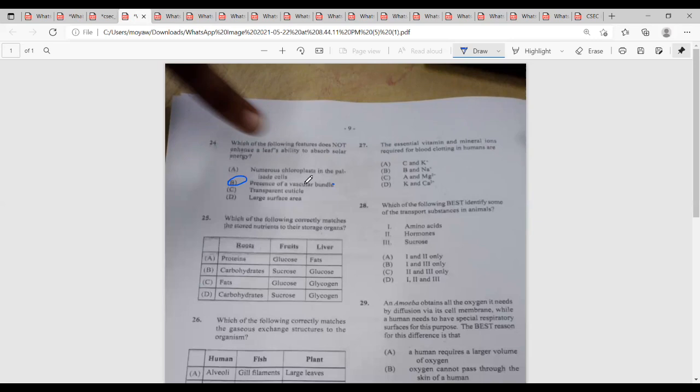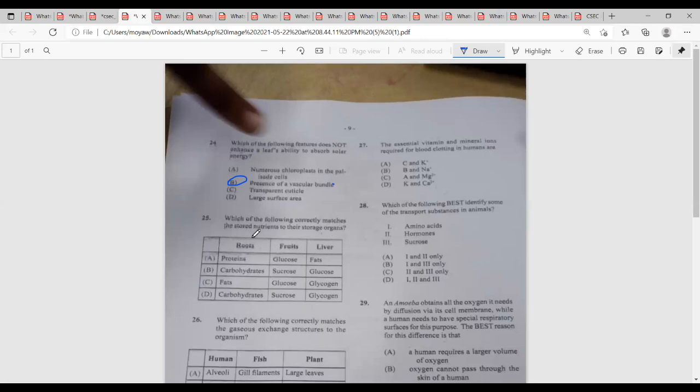All right. So 25. Which of the following correctly matches the stored nutrients to their storage organ? This is a repeat question. So we're looking for the nutrients and the storage organ. So we have roots, A, proteins, fruits, glucose, liver, fats.